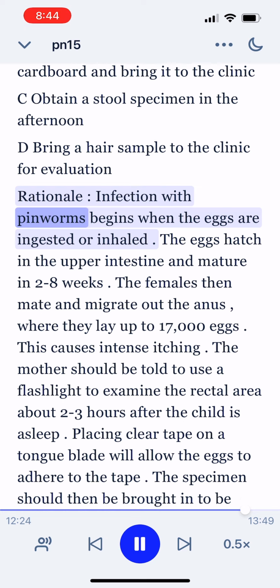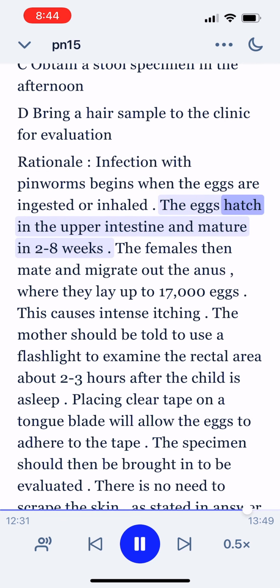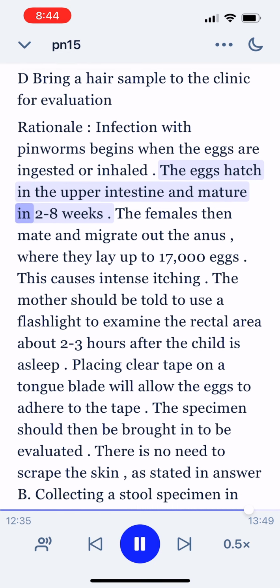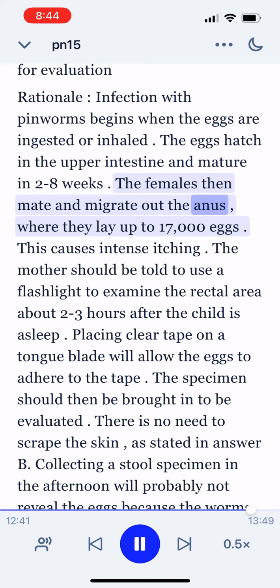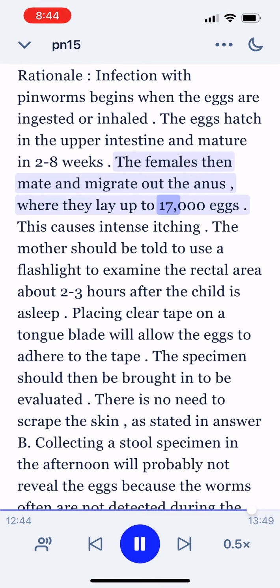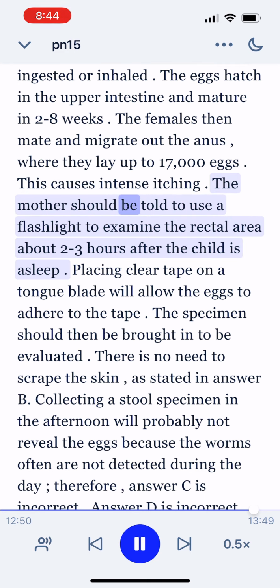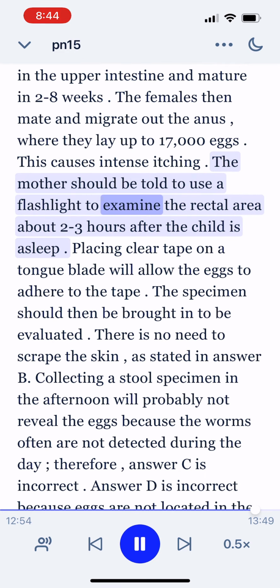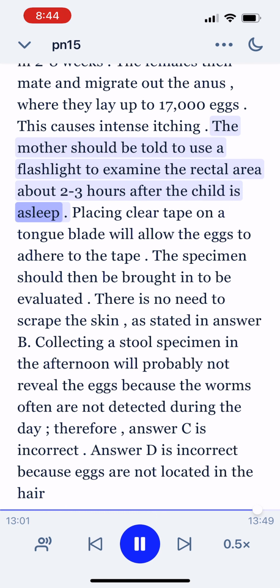Rationale: infection with pinworms begins when the eggs are ingested or inhaled. The eggs hatch in the upper intestine and mature in 2 to 8 weeks. The females then mate and migrate out the anus, where they lay up to 17,000 eggs. This causes intense itching. The mother should be told to use a flashlight to examine the rectal area about 2 to 3 hours after the child is asleep.